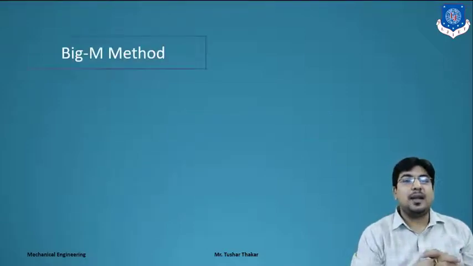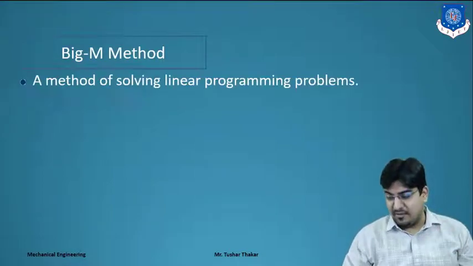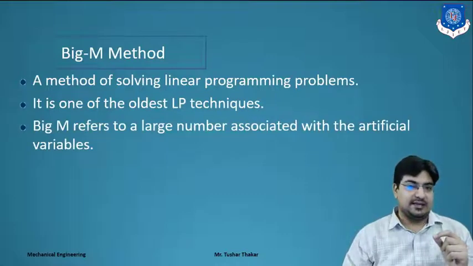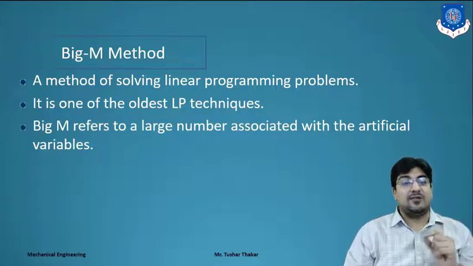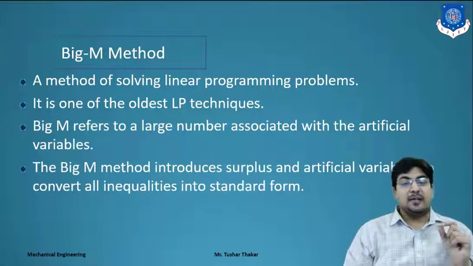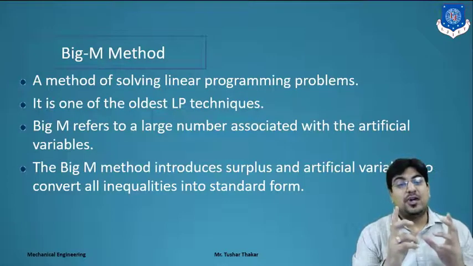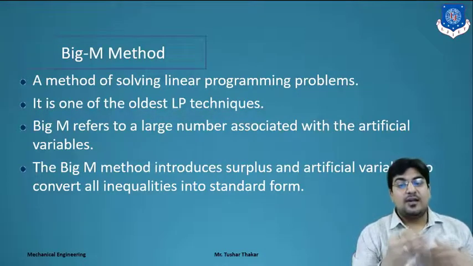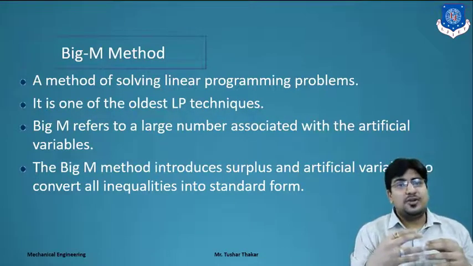So, the big M method is used for solving linear programming problems. It is one of the oldest LP techniques. Big M refers to a large number associated with the artificial variables. The big M method introduces surplus and artificial variables to convert all inequality signs into the standard form. So we have to introduce here a surplus variable and an artificial variable. Here we have to introduce two variables.